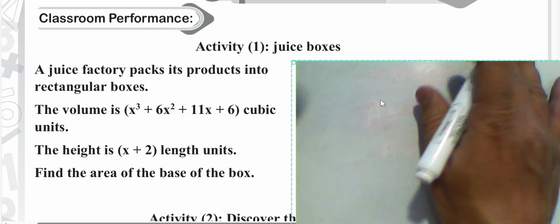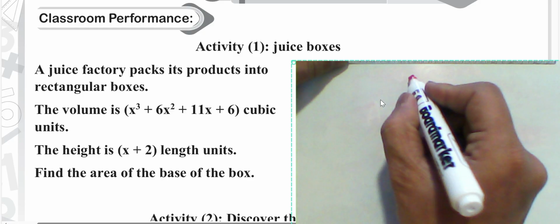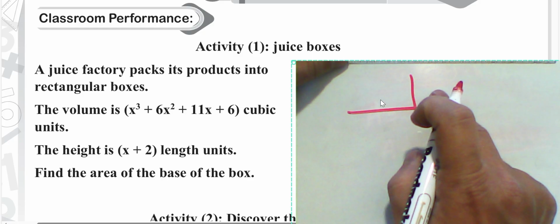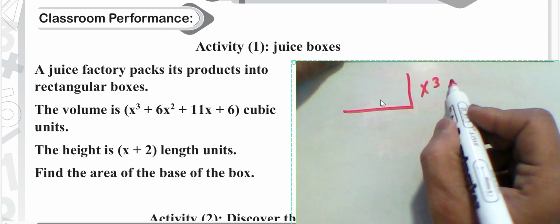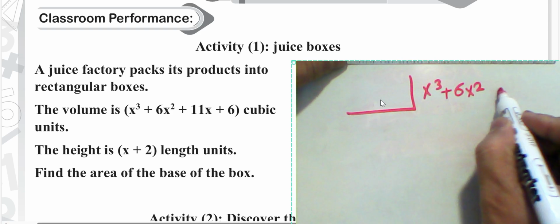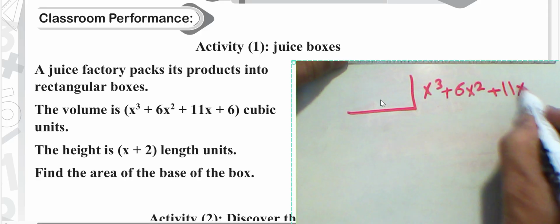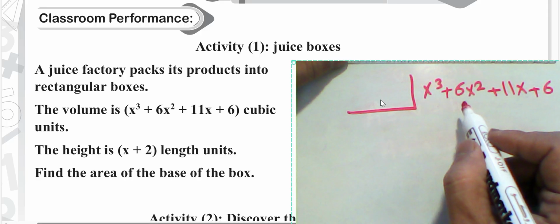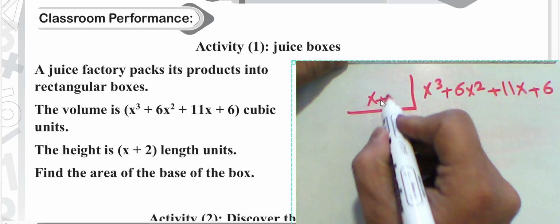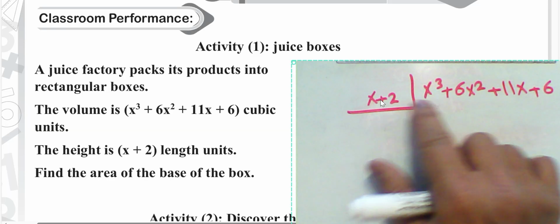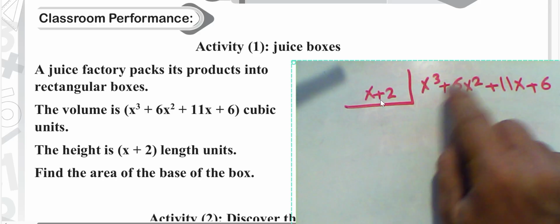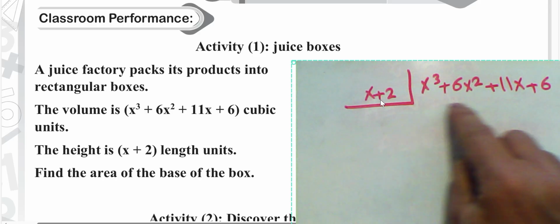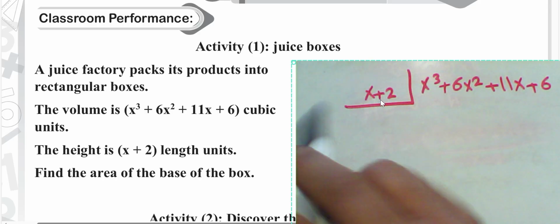I will draw this sign. Right here is the dividend and divisor. The dividend will be x^3 + 6x^2 + 11x + 6 divided by the height x + 2. First step, x^3 divided by x will be x^2. First step: divide the first term by the first term. We have arranged the terms in descending order.